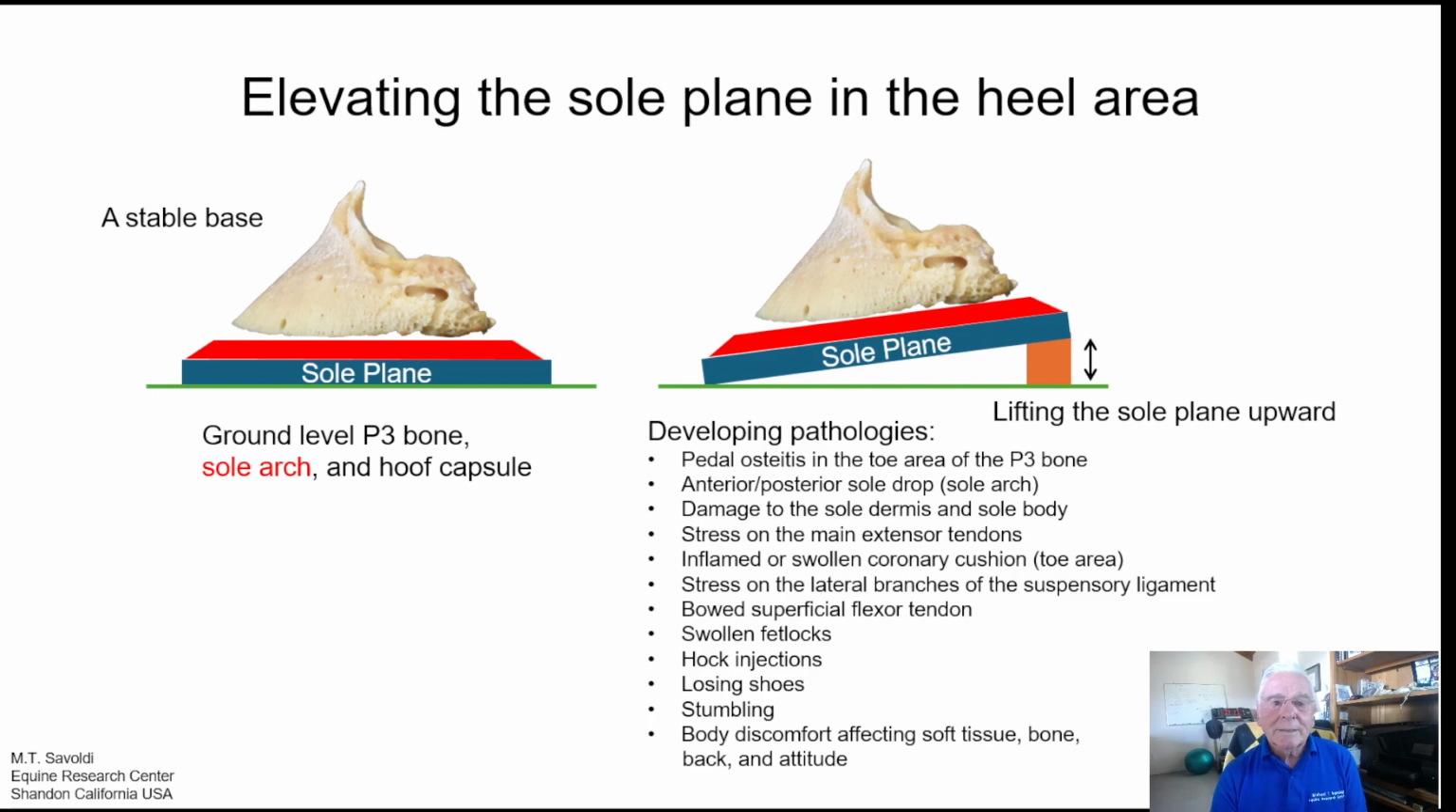Pedal osteitis simply means inflammation to bone. Well, if that's inflamed, the sole dermis will be stressed underneath it and maybe swollen. And it will lose bone structure, and the sole in the toe area may become thinner. Anterior-posterior sole drop, the sole arch. I like to use the words sole drop for a prolapsed sole. So what do I mean by sole drop? Let's go back to our flexible model.